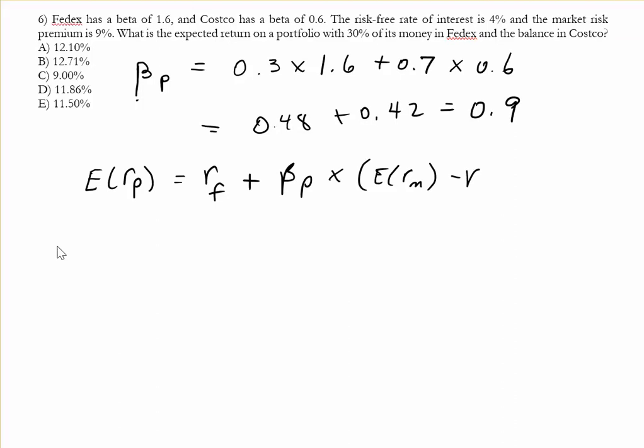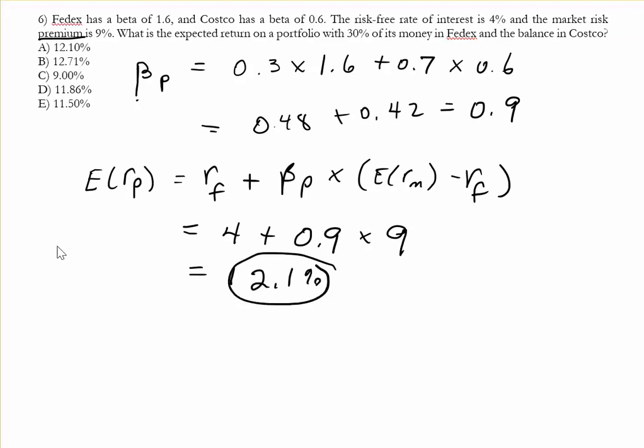And let me just review what that equation is. Right now we are told that the risk-free rate is 4%. We just calculated the beta of the portfolio is 0.9, and we are told that the market risk premium is 9%. So that means we don't subtract anything from that 9. The risk-free rate has already been subtracted from the expected return of the market. So we got 8.1 plus 4. We get 12.1% is the expected return on this portfolio, and the answer is A.